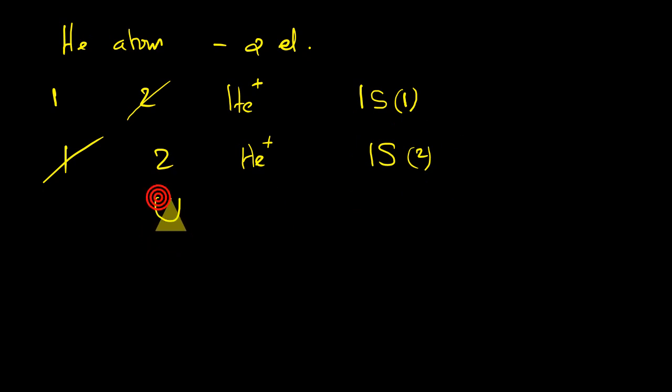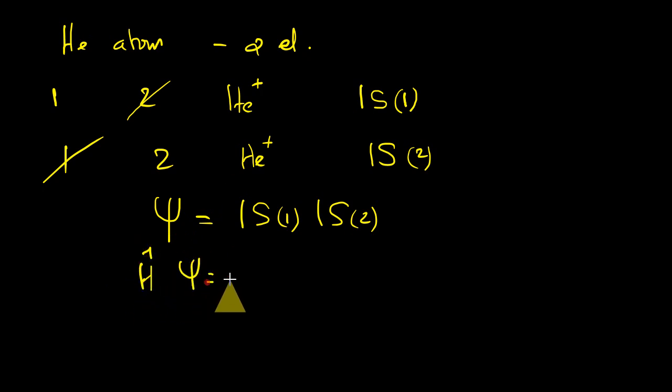So the total approximate function can be regarded as psi is equal to 1s1 1s2. That is a product of these 2 orbital functions, 1s1 and 1s2, where 1s is the orbital function of the He+ system. We already know that. And now the Schrodinger wave equation is constructed with this approximate wave function. Okay, like H cap psi is equal to E psi. You know how to construct the Schrodinger wave equation for the helium atom, right?